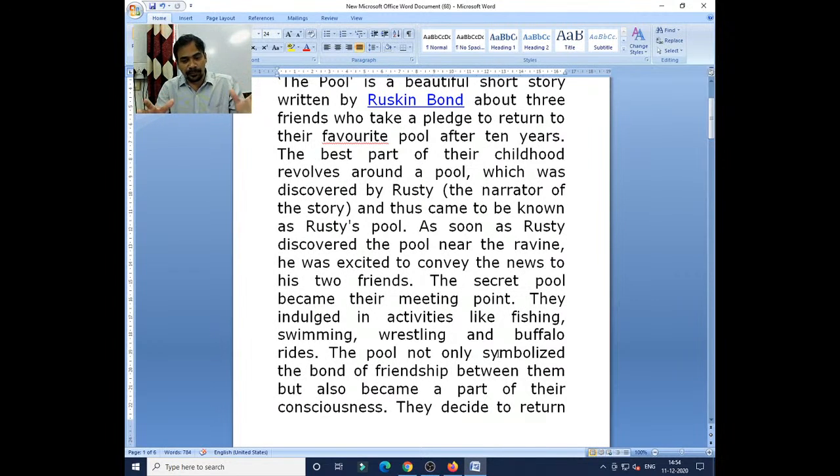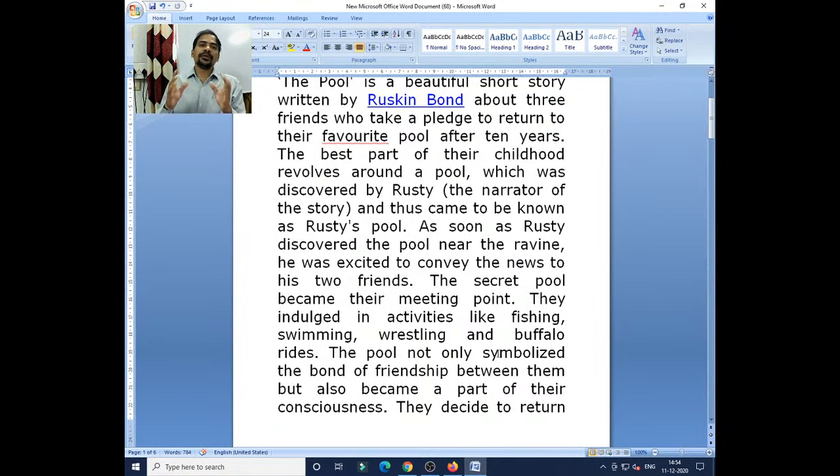As soon as Rusty discovered the pool near the ravine, a small stream where the water will be flowing, he was excited to convey the news to his two best friends, named Anil and Somi. Remember all the characters, Anil and Somi. The secret pool became their meeting point.